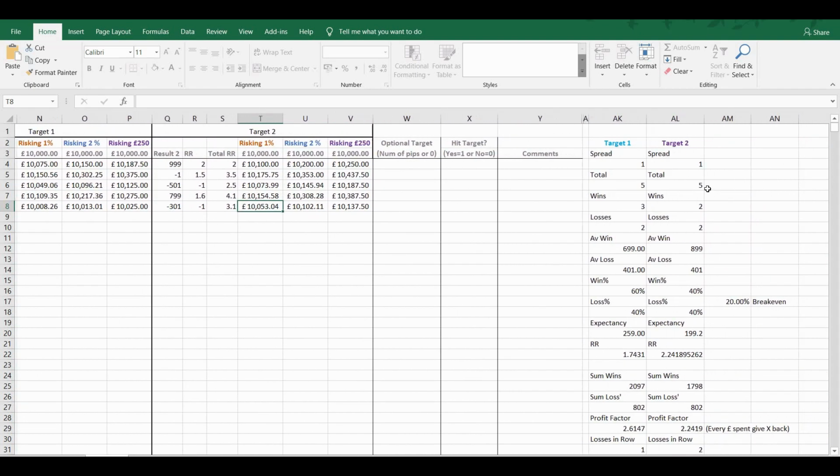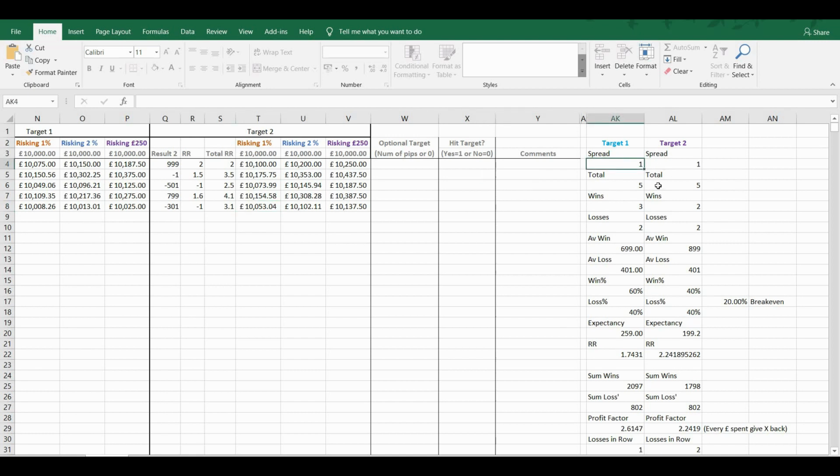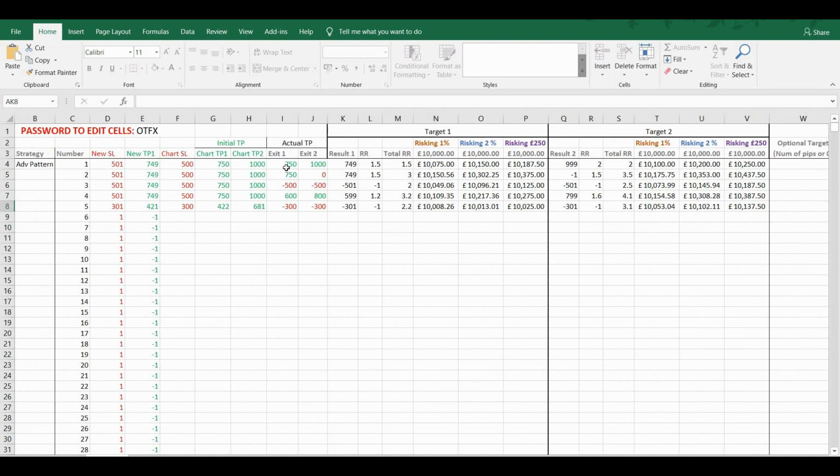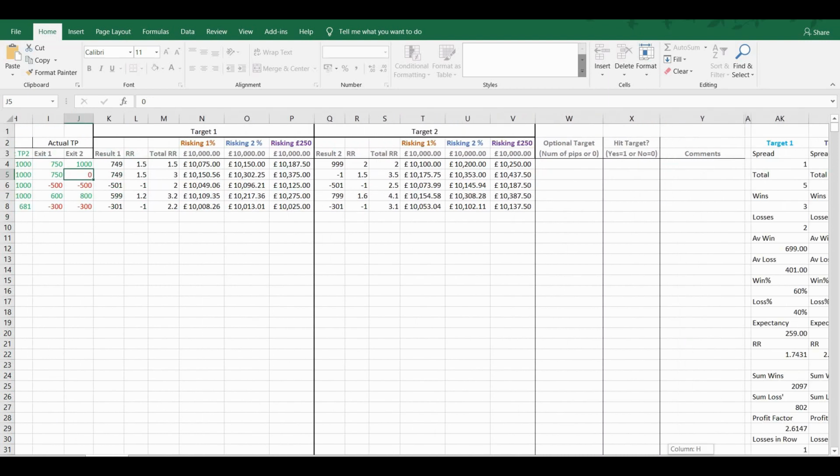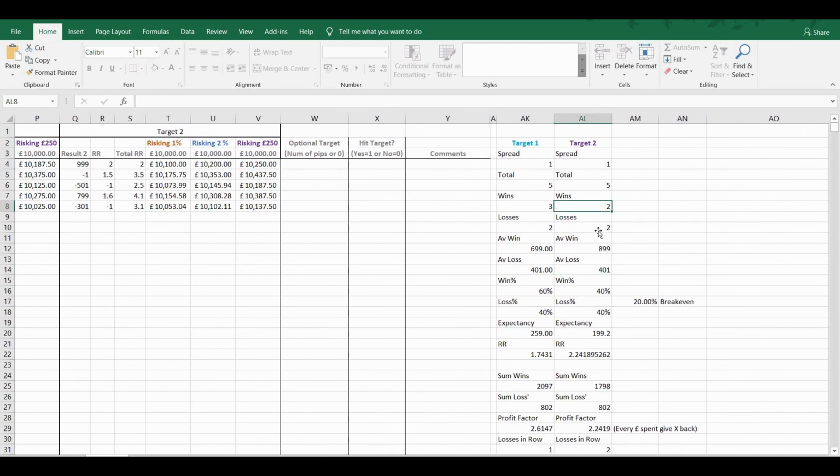So if we go across to the important part now, obviously you've got the spread. Total number of trades, 1, 2, 3, 4, 5. Total number of wins. So we've got 3 winners, 2 losers on the initial targets. 2 losers, 2 winners, 2 losers, 1 break even. So it should be 2 winners, 2 losers.